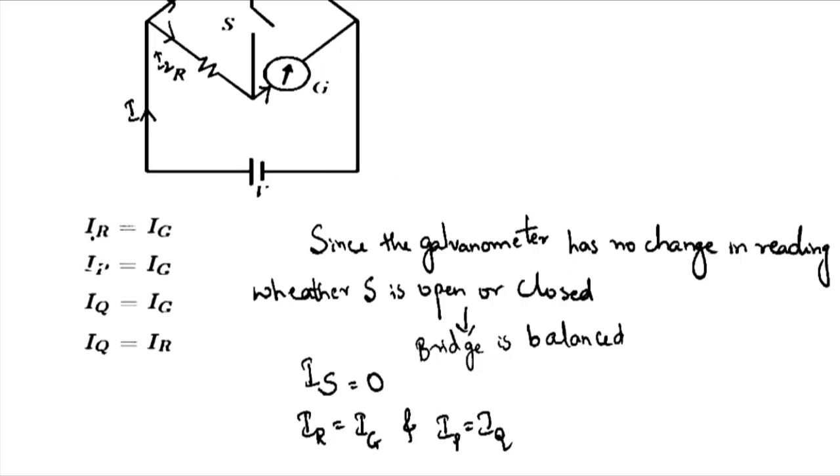Now see the options you have. IR is equal to IG you have. So option 1 is the right answer.